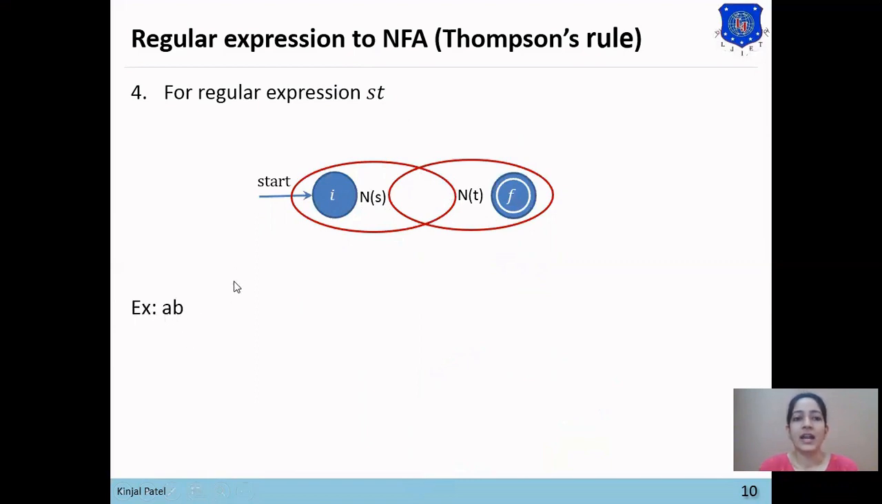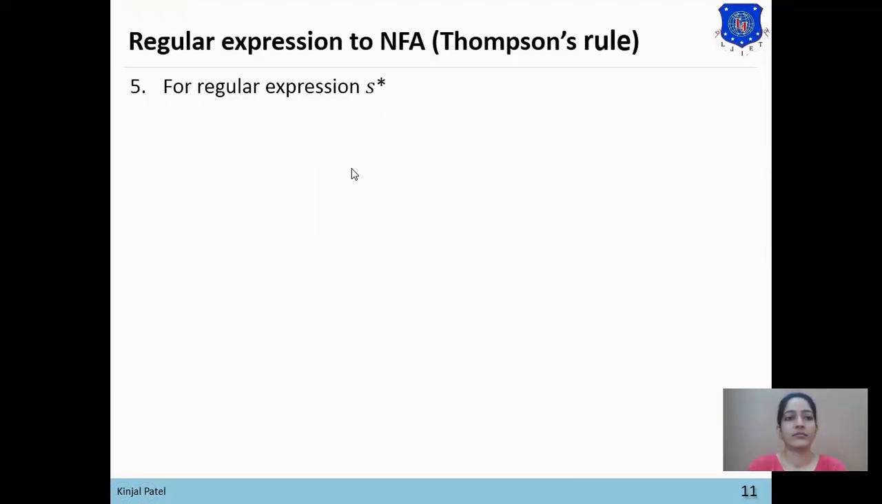Example: here S has an A symbol and T has a B symbol. So we want to draw the NFA for A concatenated with B, which will be like this: one starting state, which is state 1. From state 1 to state 2 there is an A transition, and from state 2 to state 3 there is a B transition. So this NFA represents A concatenated with B.